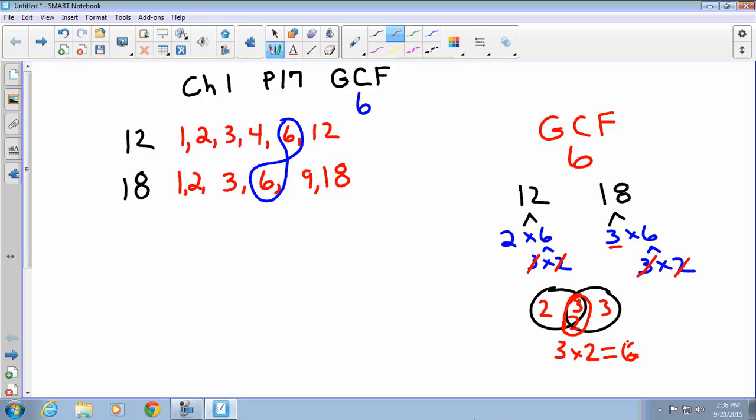So 2 different ways. One way uses the list of all the factors. The other one uses prime factorization, where you break your number down.